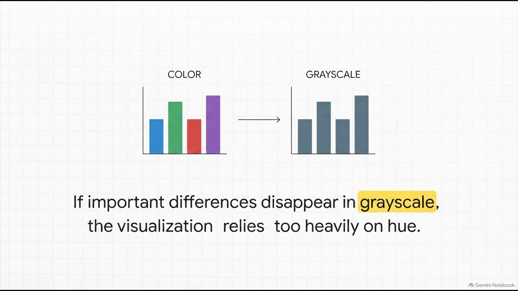I mentioned this a moment ago, but let's really highlight the grayscale check as a foundational rule. It's a quick mechanical test you can run on literally any visualization. Just switch your dashboard or chart to grayscale. Do the important differences, the critical takeaways, or the structural boundaries completely disappear? If they do, your visualization relies way too heavily on hue. You need to go back in and add contrast, labels, or patterns to make sure that information stays totally intact.